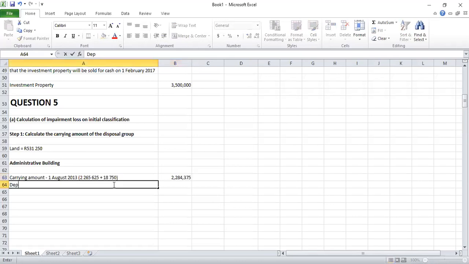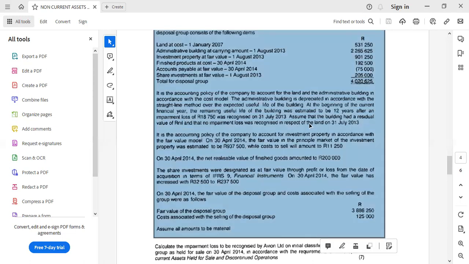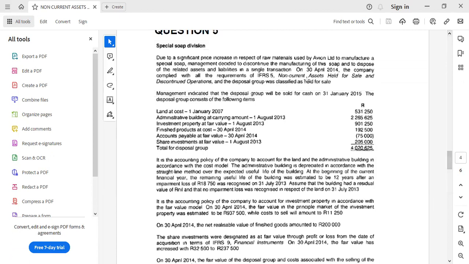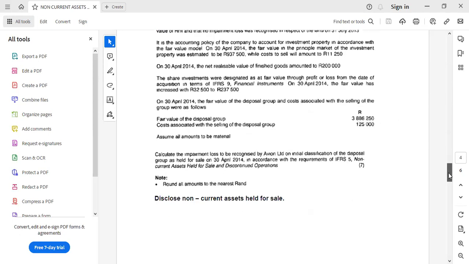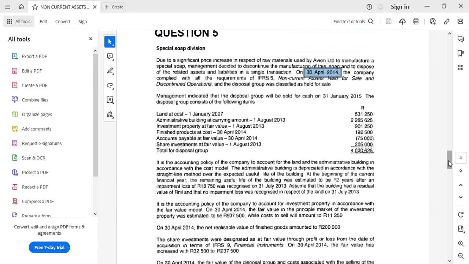All right. Then depreciation. Remember that was the carrying amount on 1 August. Now the depreciation, we know that the remaining useful life was 12 years. Residual value is nil. And the classification as held for sale happened on 30 April 2014. What is our year end? It's 30 April 2014. So it's a full year, isn't it? They complied with the requirements by the end of the year, so that means it's a full year depreciation.